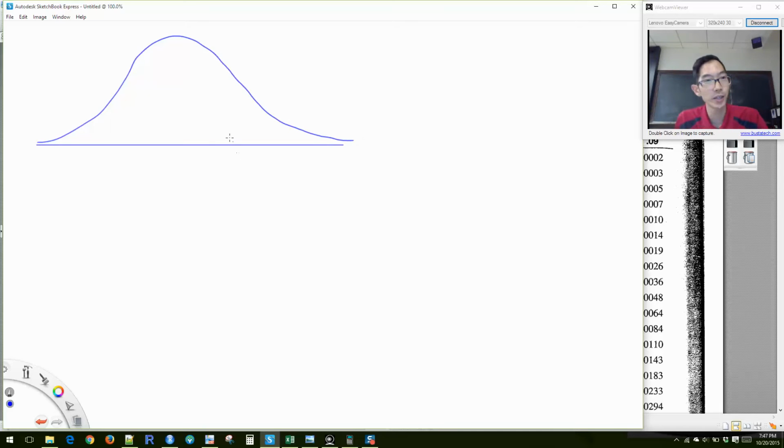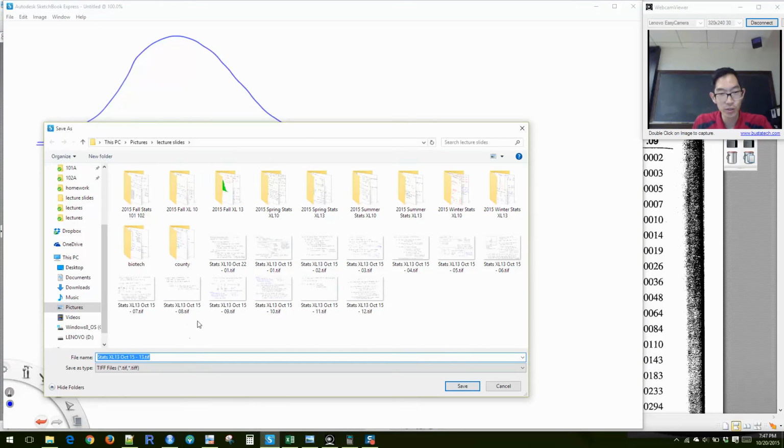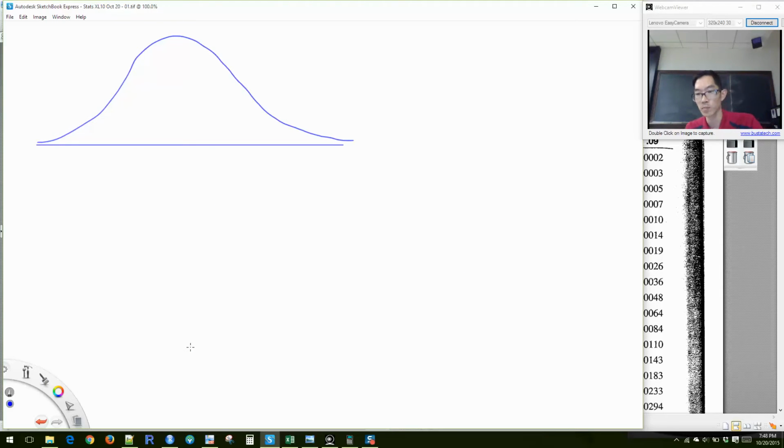it looks like a hill, okay? And this is known as the normal distribution, or sometimes we call it the bell curve. But this is what it looks like. Okay, and there are a few things to keep in mind. This is the normal distribution. And this shape is known as a probability distribution.